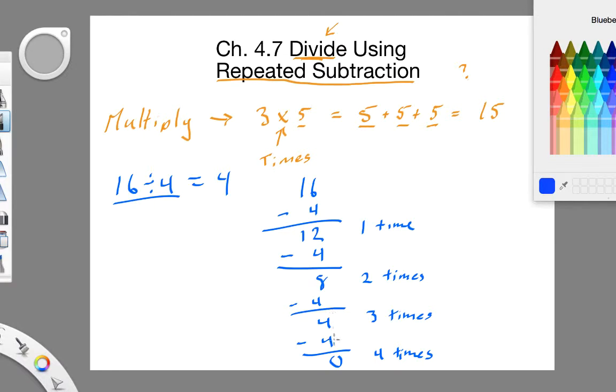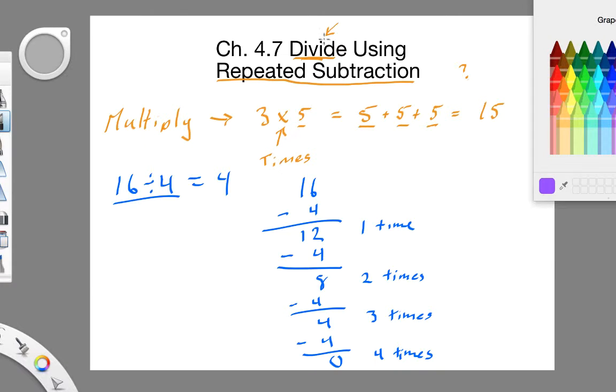This is just repeated subtraction. Now, it's not necessarily the quickest way, but it is a not bad way to think about it, and it's great to recognize that subtraction goes with division and that addition goes with multiplication. Let's look at one more method.